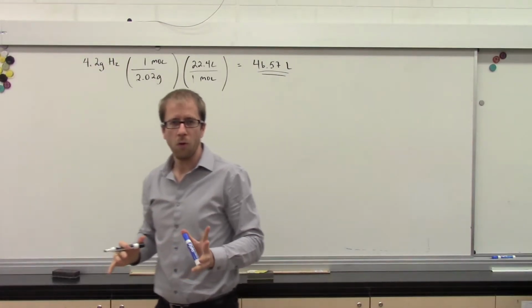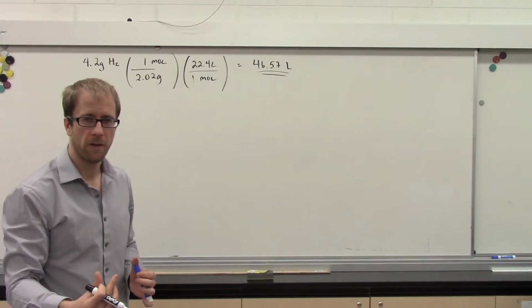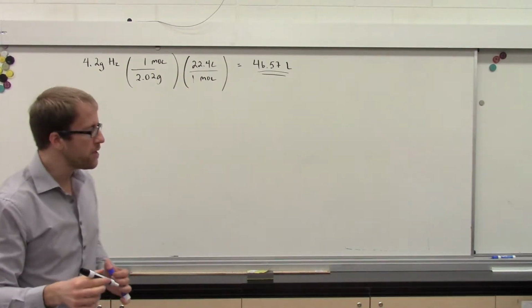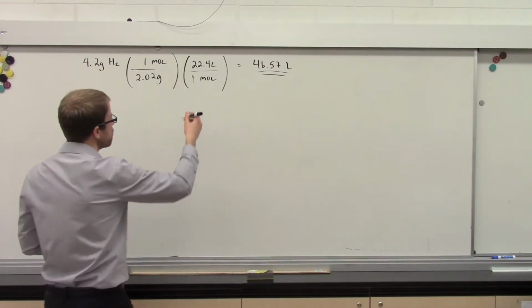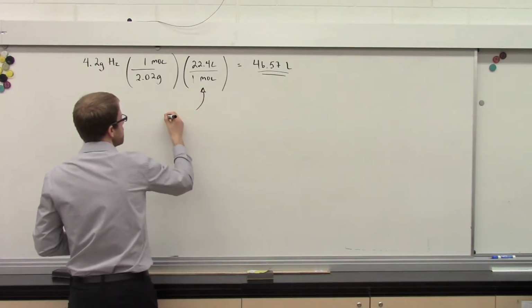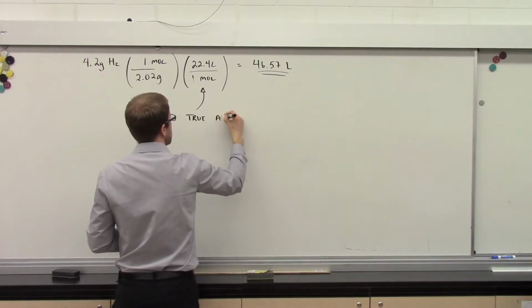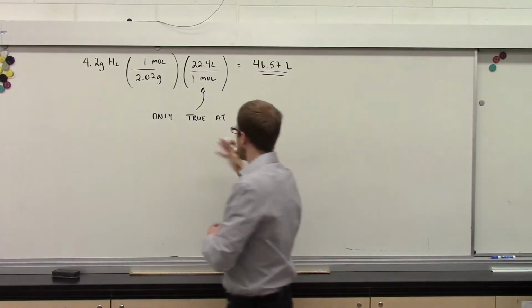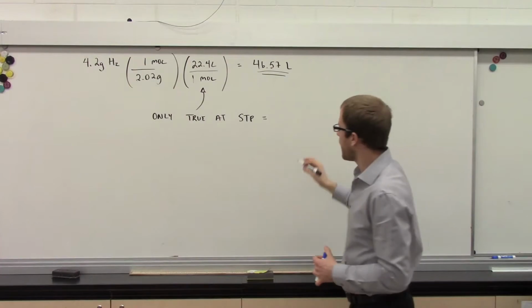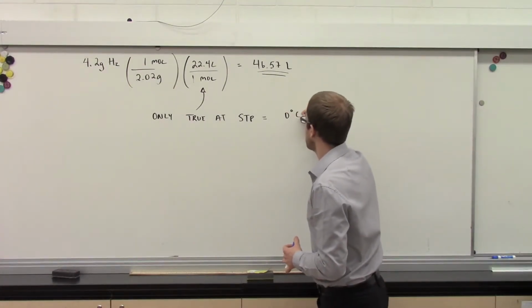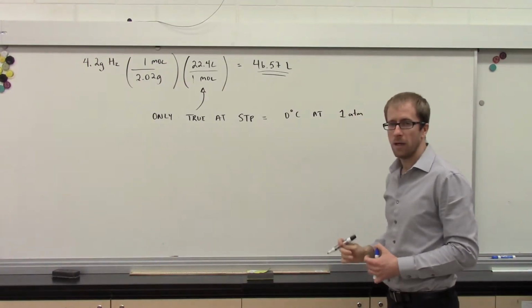Now, there's a stipulation here. When is this only true? Well, this is only true at standard temperature and pressure, right? This conversion factor here is only true at STP. And what is standard temperature and pressure? Well, that is going to be 0 degrees Celsius at 1 atmosphere of pressure.